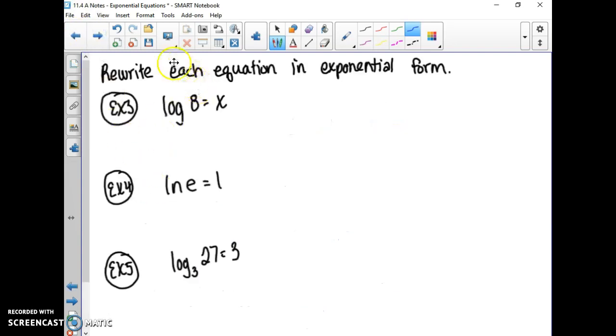Let's move on and look at how to write a logarithmic expression as an exponential. Right here I have log of 8 equals x. Now I don't have a base written, but when no base is written, I assume that base is 10. So when I rewrite this, the base of the exponent will be 10, so 10 to the x power equals 8. Right now we're just rewriting, we're not going to do any solving.